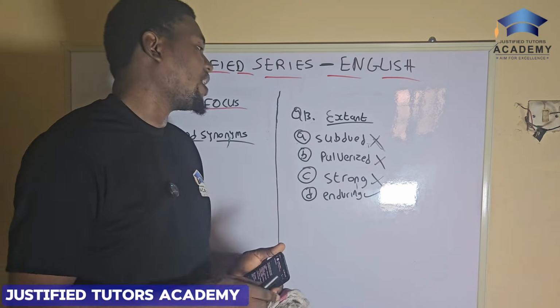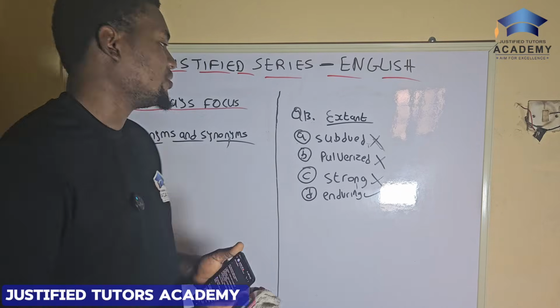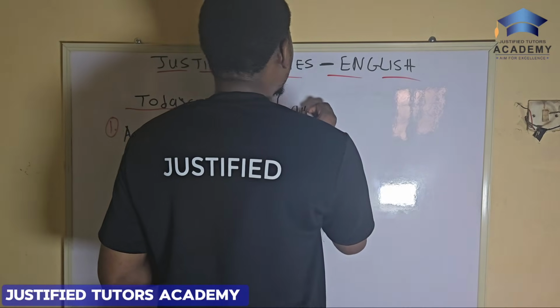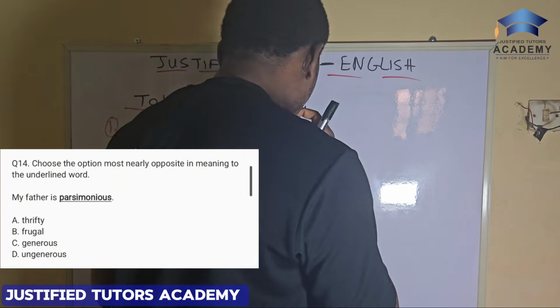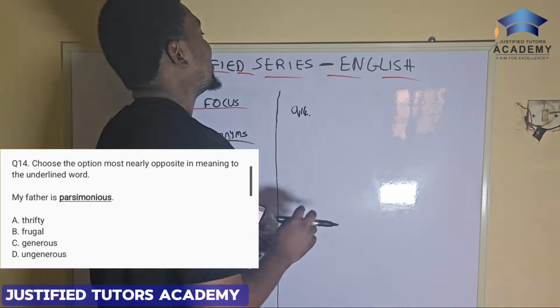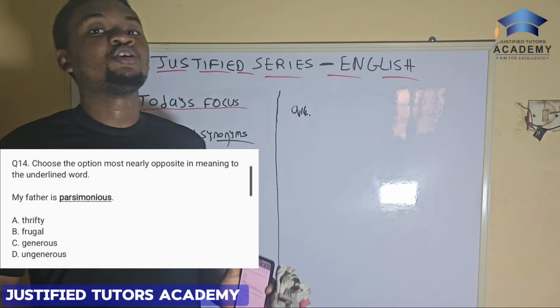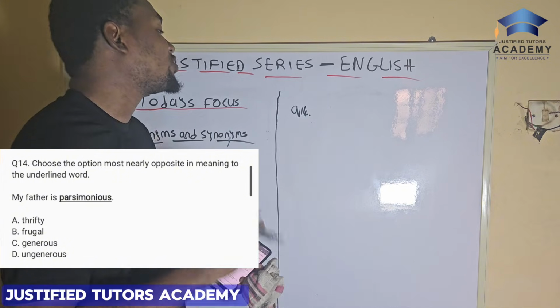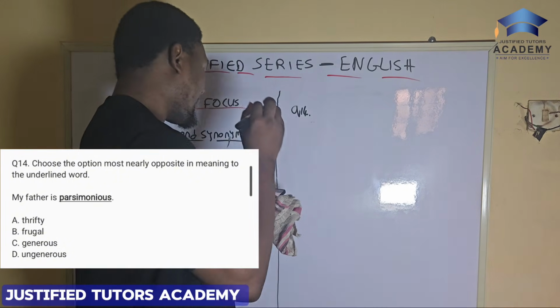So you get. All right, let's now move towards question number 14. Question 14 says that you should choose the word most nearly opposite in meaning to the underlined word. You can see here that particular sentence says most nearly opposite. So it's still the same thing as opposite in meaning. Now they said choose the word most nearly opposite in meaning to the underlined word.